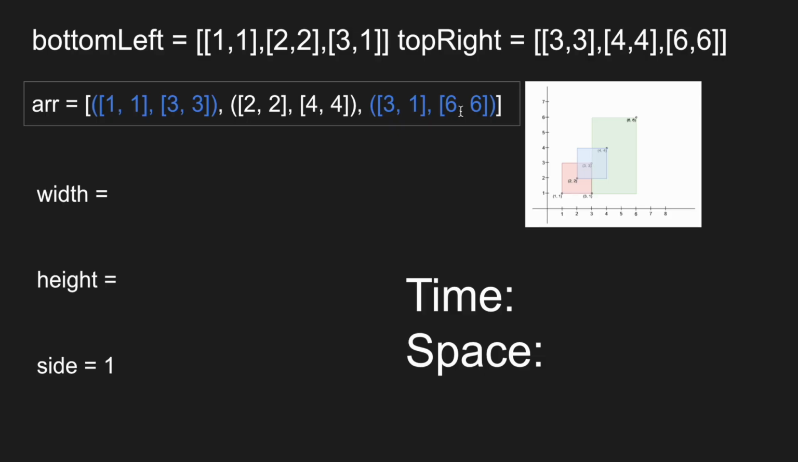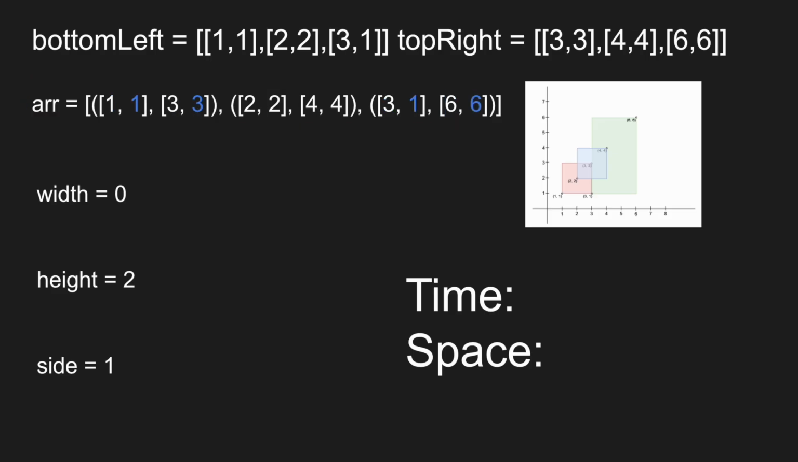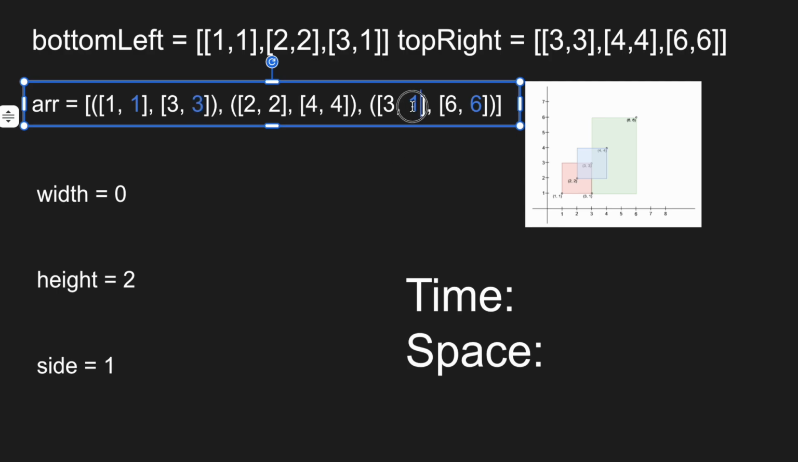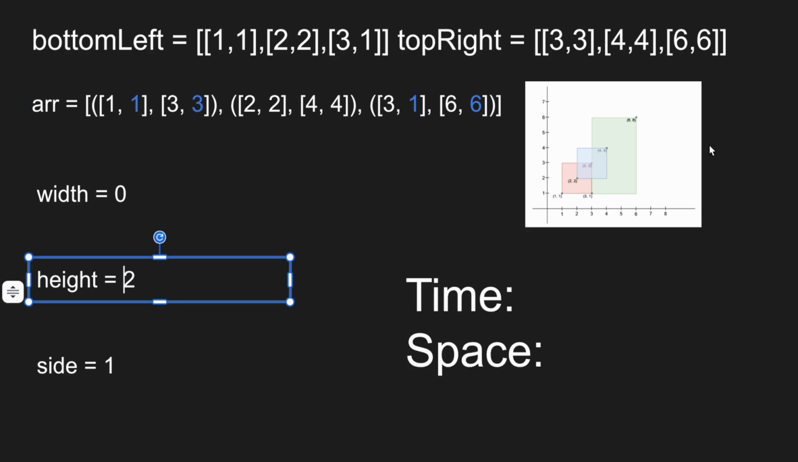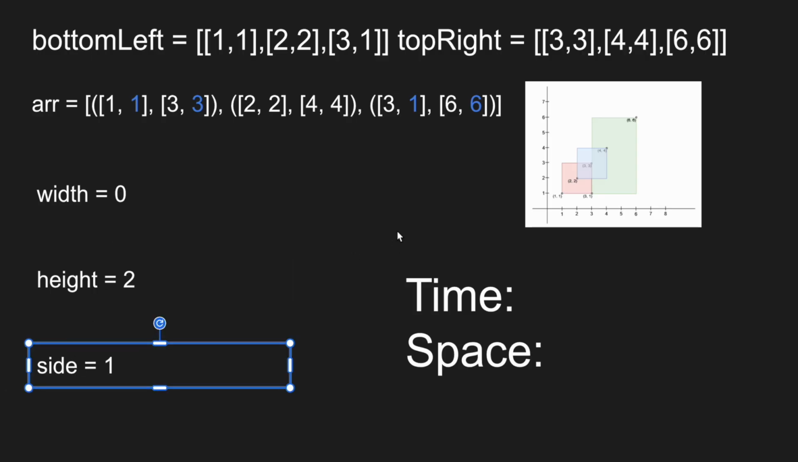Now we look at the next pair. We'll compare this rectangle with this rectangle. So the width will be 0 because the larger between the bottom left would be 3 and the smaller between the top right would also be 3. 3 minus 3 is 0. Now we look at the height. The height is 2 because the smaller for the top right is 3 and the larger bottom left would be 1. As you can see right here, 3 and 1 is 2. This has a distance of 2. Now the minimum between these would be 0, so the side would be 0. So 1 will still be our maximum side.